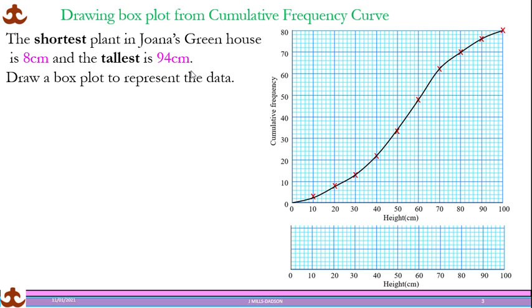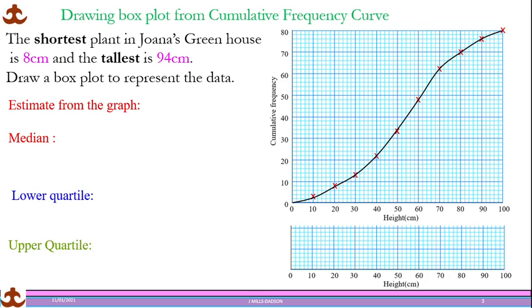So all we need is our median, lower quartile, and upper quartile. So we need to estimate that from the graph. So the median is halfway. To find the median, you divide the total, which is the top of the graph, that's 80. That's the total of the plants. You can always get it from the top of the graph. You divide 80 by 2 because you want the middle. It's halfway. That gives you the 40th.